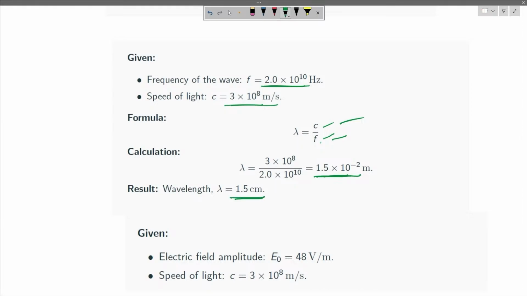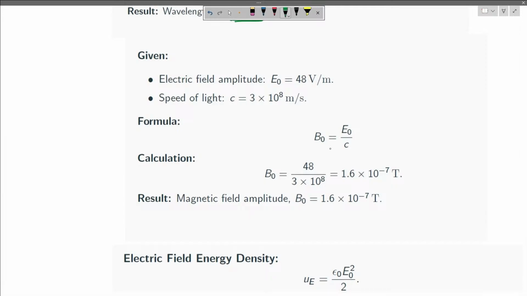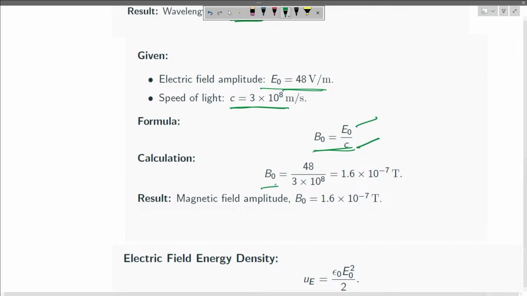Now let's find the magnitude of the magnetic field. We will use the formula B naught equals E naught by c. The electric field amplitude is given as 48 volt per meter, and the speed of light is given as 3 × 10^8 meter per second. Upon substituting the values of E naught and c, we get B naught, the magnitude of the magnetic field, as 1.6 × 10^-7 Tesla.